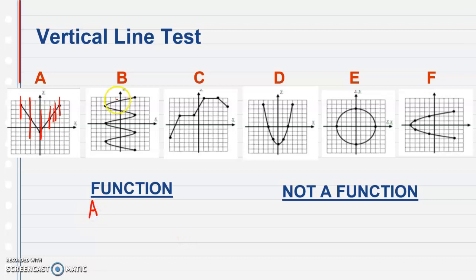If I look at letter B, let's say I drew a line right there. I have 1, 2, 3, 4, 5, 6 places where those points are all lined up vertically with each other. That is not okay. That means there's multiple outputs for that input. Letter C, any place I draw a vertical line, that's the only point that shows up. So letter C is also a function. Why don't you try to answer the last three by pausing the video and taking a second to think, and then check your answers when you're done.